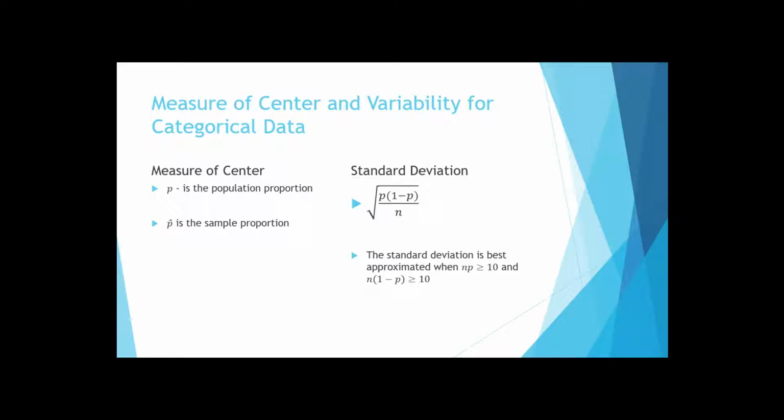The standard deviation is best approximated when we have the number of successes at least 10 and the number of failures at least 10. I'll talk about this later on when we get to hypothesis testing and confidence intervals, but n is the sample size, p is the population proportion, and this has to do with deciding between using the binomial distribution or the standard normal distribution. That's part of it, and we'll get to that later. For right now, you can ignore the standard deviation. I just want to focus on the proportion, the sample, and the population.